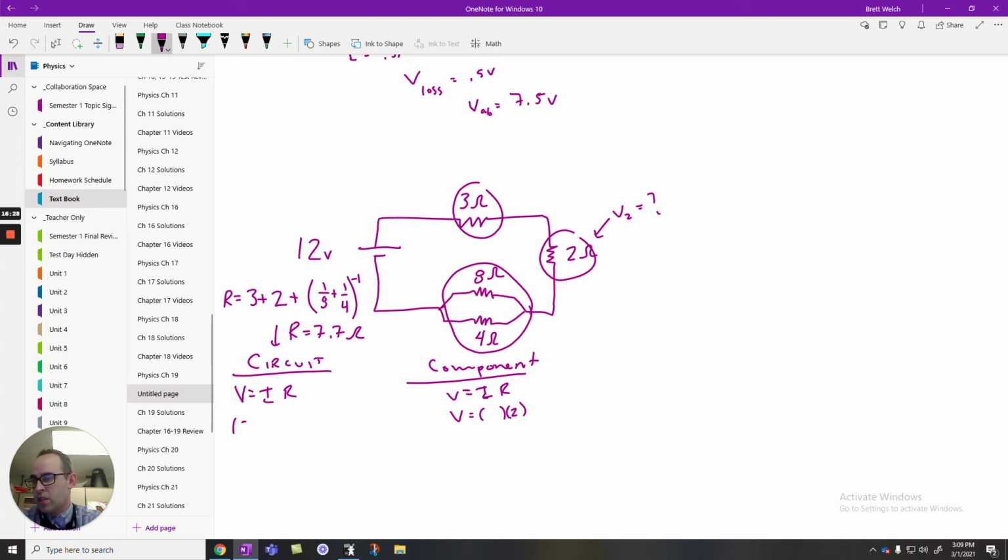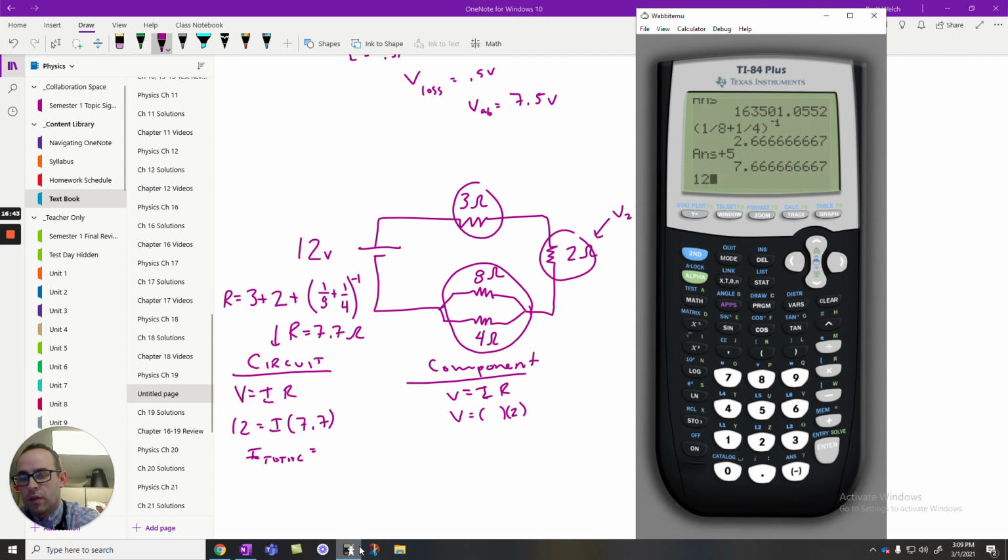Well, the voltage is 12 volts. The current is an unknown current times 7.7. So the current total equals 12 divided by that answer, which is 1.57.